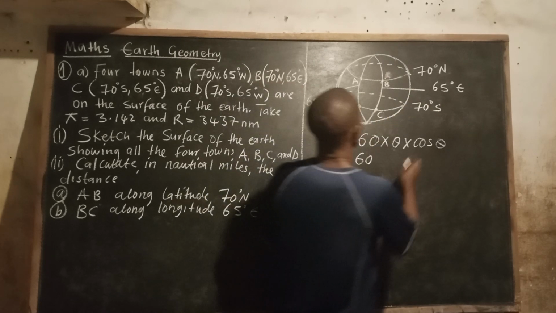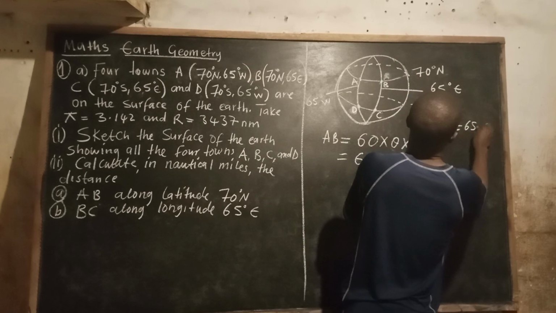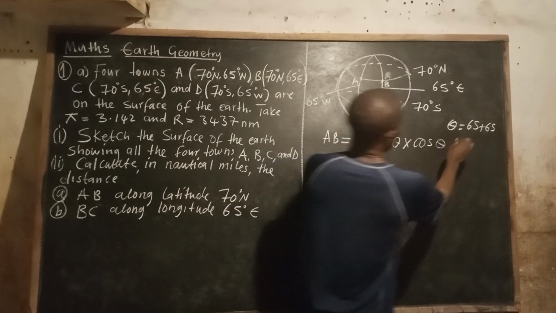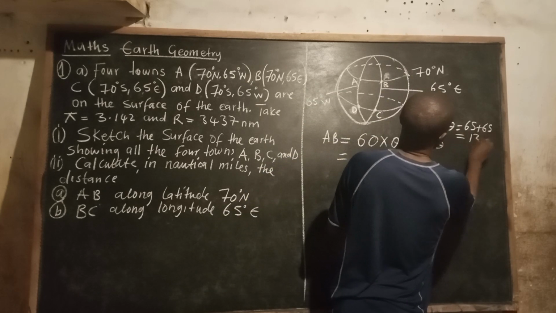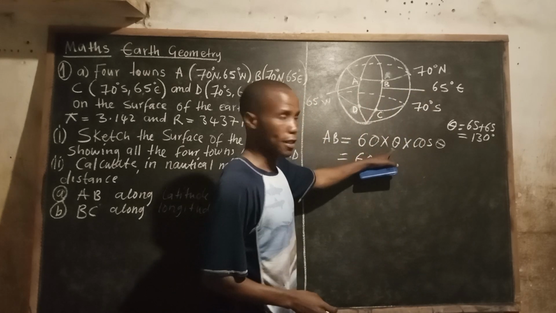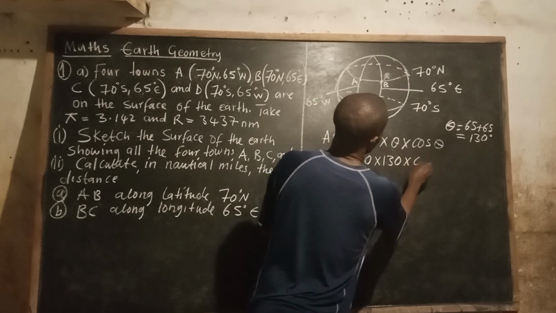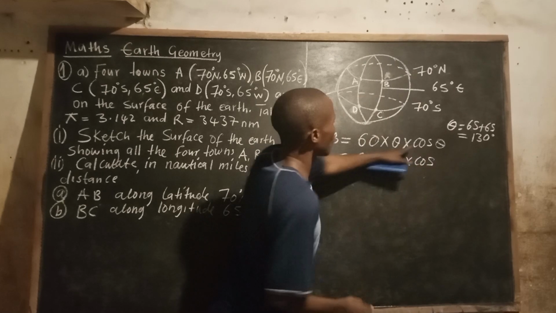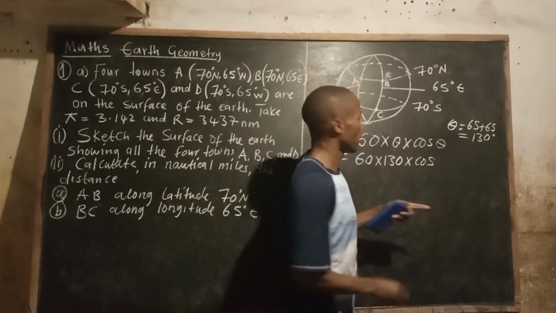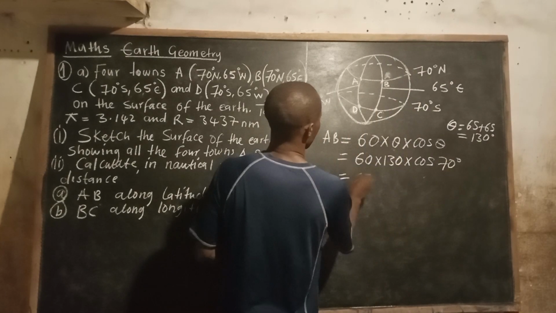So we are going to add those. So theta is equal to 65 plus 65, and the answer is going to be 130 degrees. So that is our theta, and that is the one we are going to put there, times cos theta. For cos theta, we are going to get the latitude, which is 70 degrees.